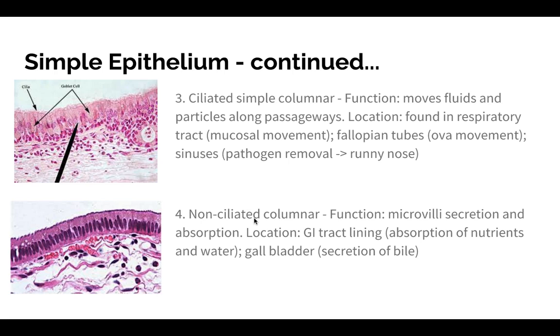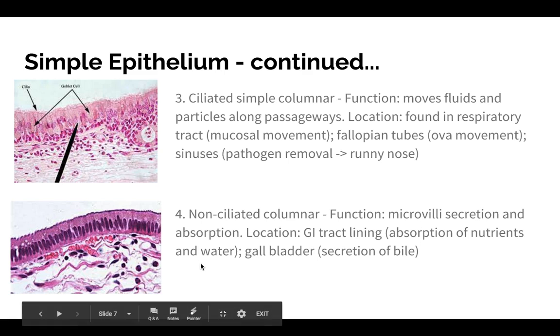All right. Now the next type of simple epithelium is the non-ciliated columnar epithelium. Notice how the cells are columnar shaped. They're the tall cylindrical shape, and there are no cilia up here. None of these little tiny hairs. The function of this would be secretion and absorption. Structures that have these would be the microvilli in your gastrointestinal tract for the absorption of nutrients and water, and also your gallbladder, for the secretion of bile.